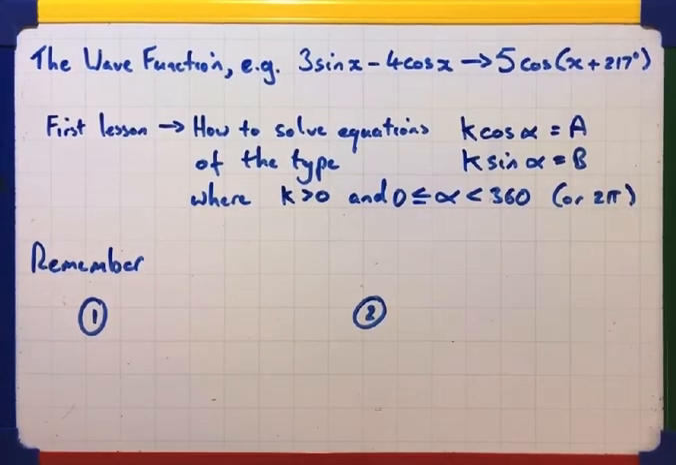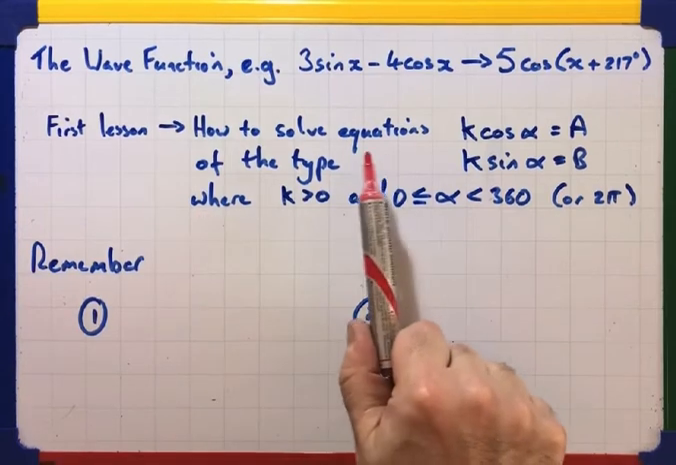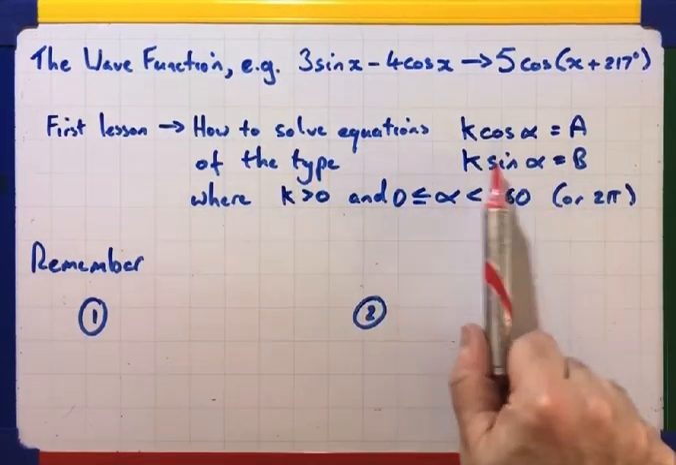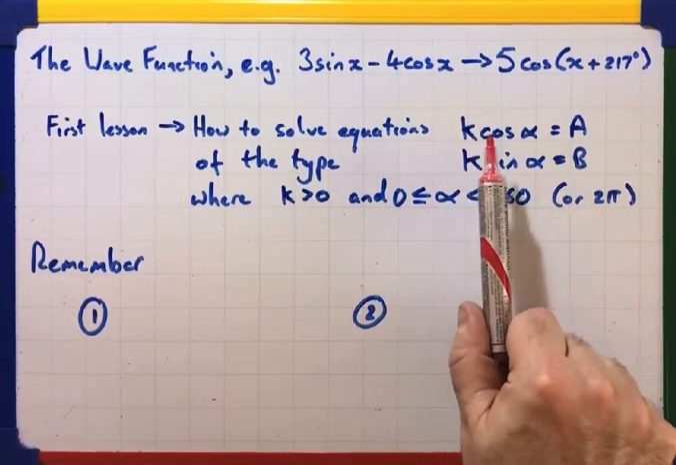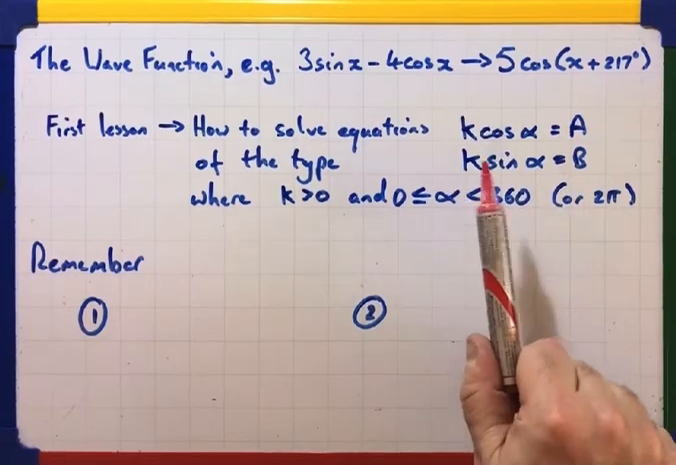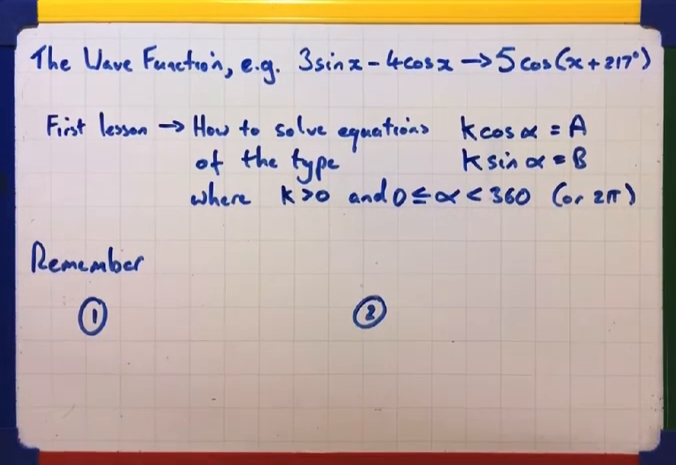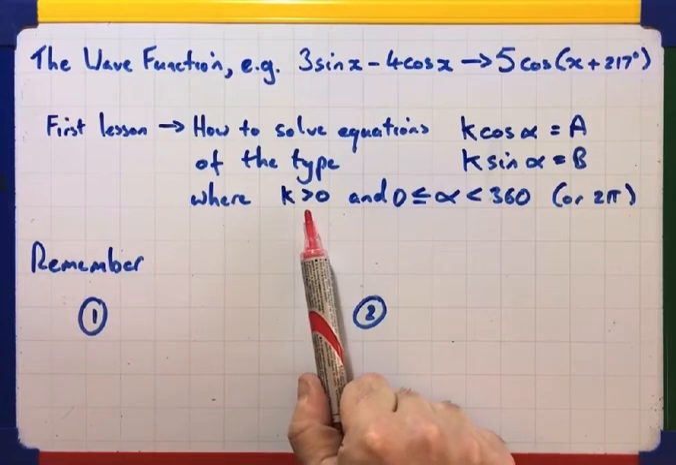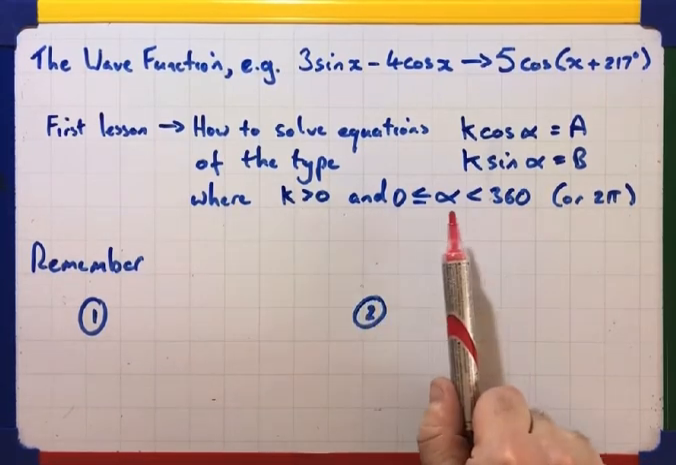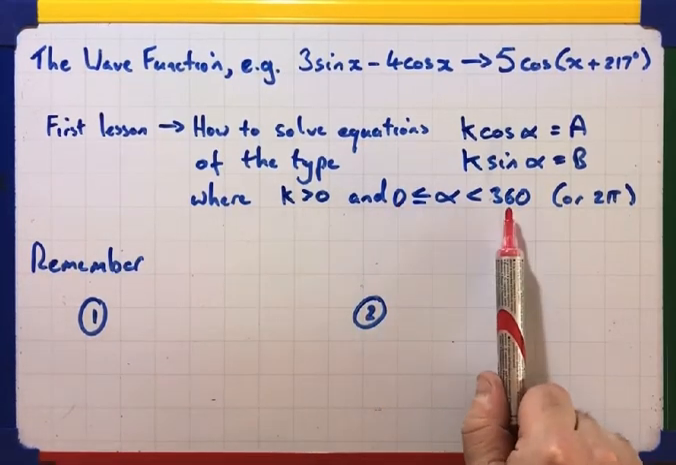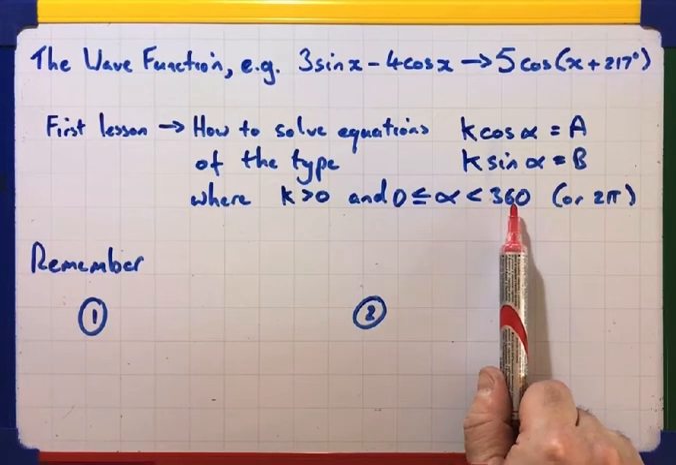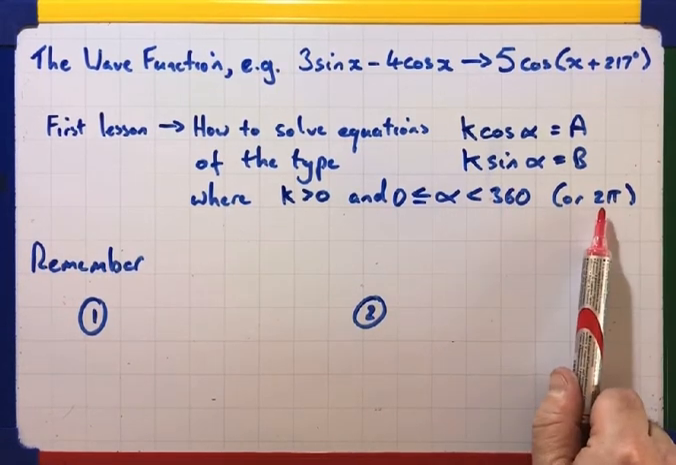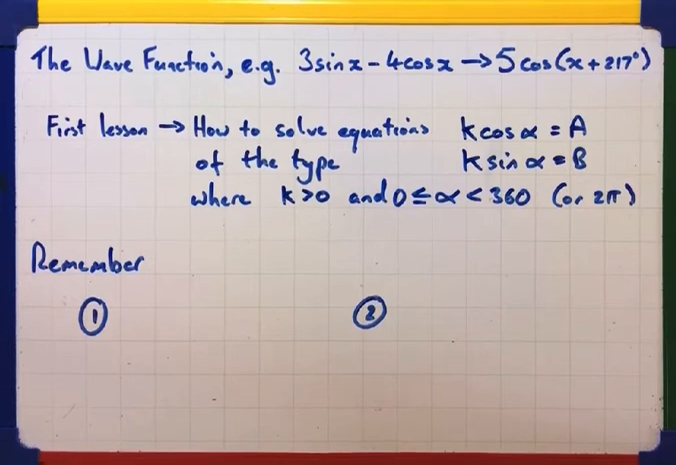Now the first lesson we're going to do is how to solve equations of this type here, where we've got k cos alpha equals a number and k sine alpha equals a number, where k is a number bigger than 0 and alpha is between 0 and 360 in degrees, or 0 and 2 pi in radians if it's a radian question.